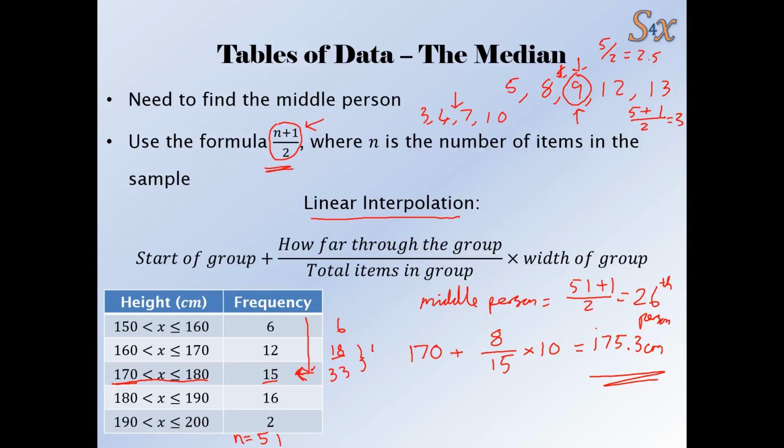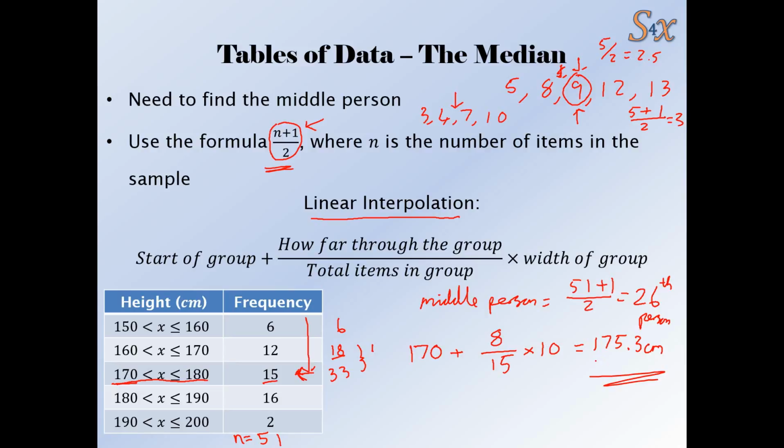Now, if you remember from the previous bit about the mean, I think we got 174 point something centimeters for the mean. So you can see it's very close, but it's not exactly the same. And that's often true of the mean and the median. They're close, but they're different, and they tell us slightly different things. Okay, so that's one example of how we calculate the median.